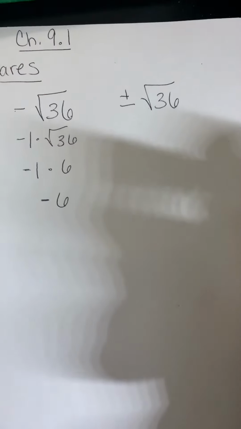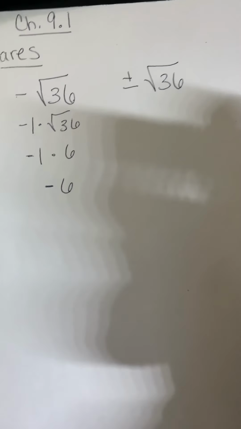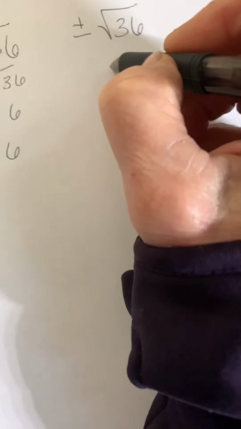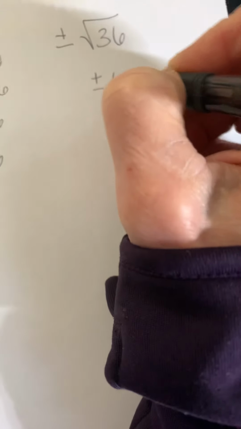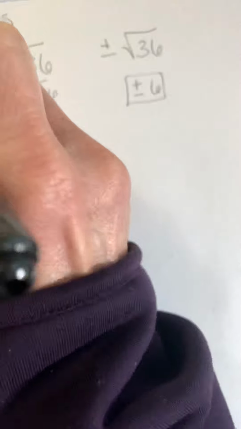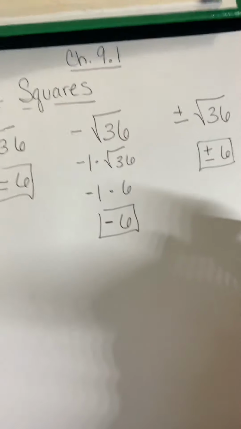This problem is, what is the positive negative square root of 36? And your answer would be positive negative 6. And that's how you would write it. So that is the first part of your homework.